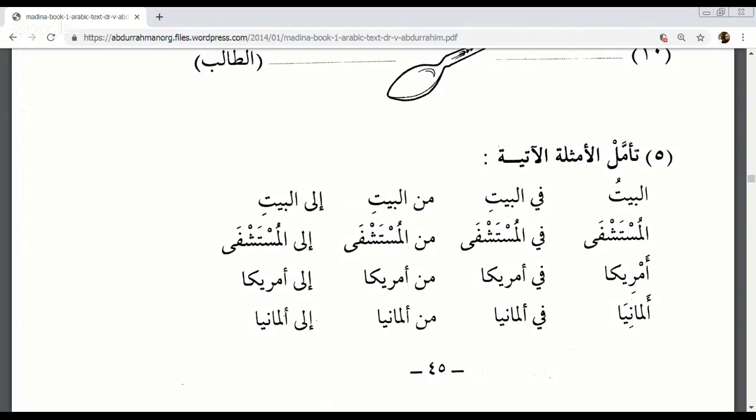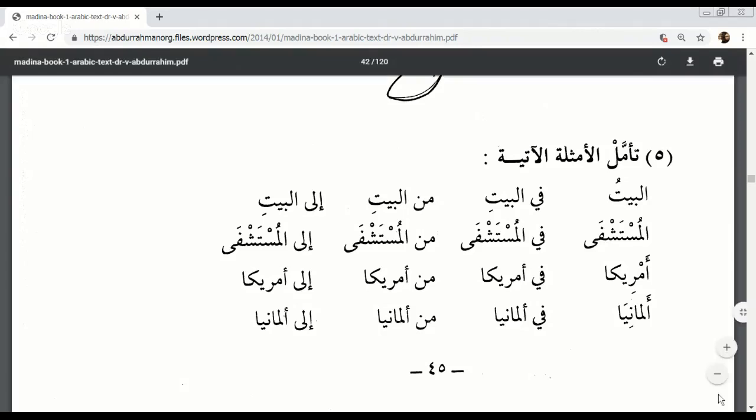So when you see a word that ends with this letter, either here on the end of al-mustashfa, or the letter on the end of Amrika, it doesn't change. Likewise, we can see Amrika, fi Amrika, min Amrika, ila Amrika, which means to America. And the last line, Almania, which means Germany: fi Almania, min Almania, ila Almania. So it's just showing you a situation where the word wouldn't change, even if it's preceded by a harf al-jar. Which brings us on to the next page.